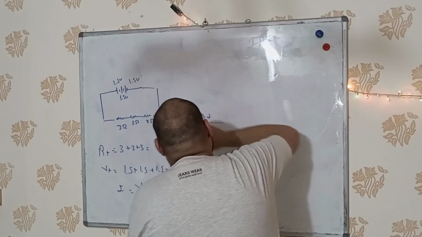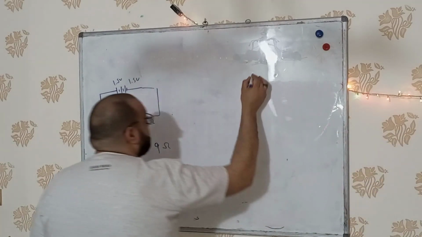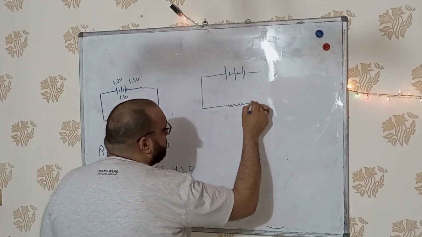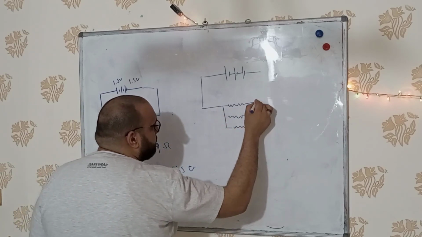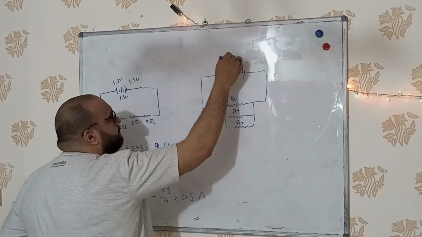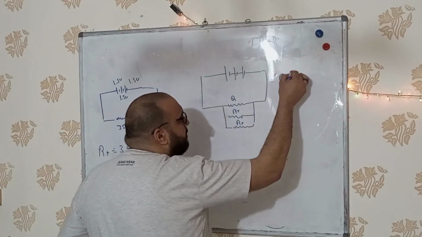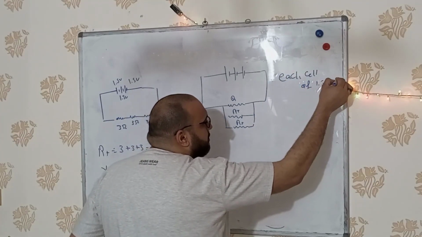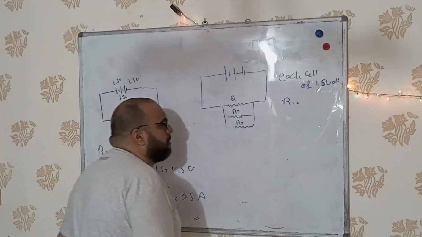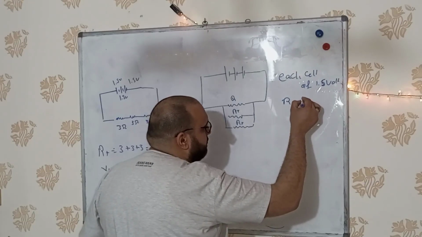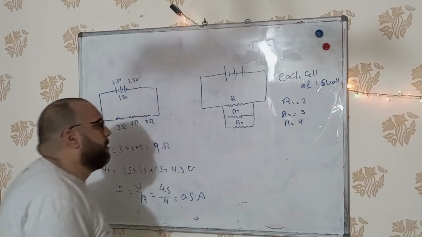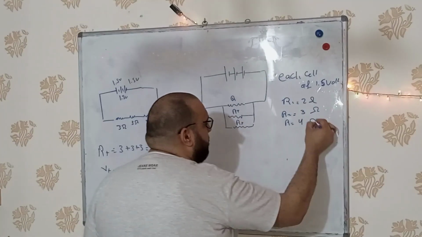Another circuit. Each cell of 1.5 volt and R1 is equal to, let's say, 2, R2 is equal to 3, R3 is equal to 4. Each one of them in ohm.